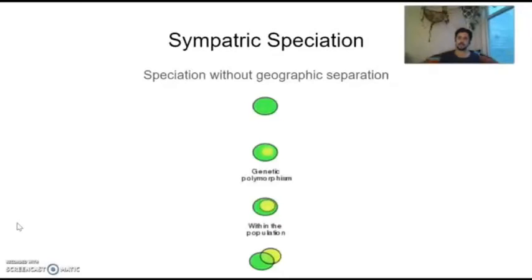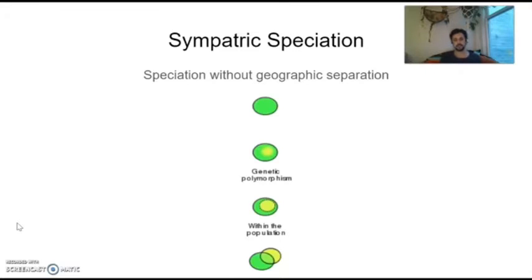So if you have allopatric speciation, where species diverge because they're separated by some geographic feature, you must have another case, sympatric speciation, where species diverge within the same area, where they're not separated geographically. And we call this sympatric speciation. Sympatric meaning they're co-occurring in the same place.